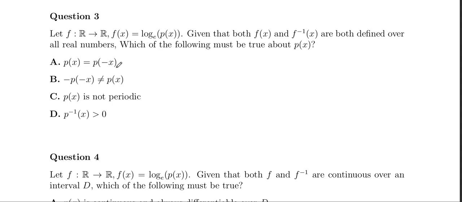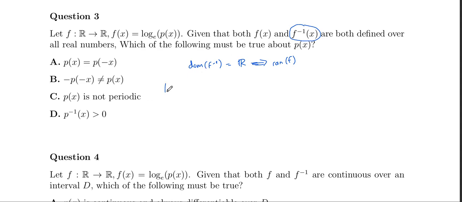Question 3. Let f of x equal the natural log of p of x. Given that both f of x and f negative 1 of x are defined over all real numbers, what does that mean? If f negative 1 is defined over all real numbers, that means the domain of f negative 1 is equal to R. But we know that the domain of the inverse of f is equal to the range of f. So the range of f is also equal to R. And it also has to be 1 to 1, obviously. Otherwise, f negative 1 wouldn't exist.